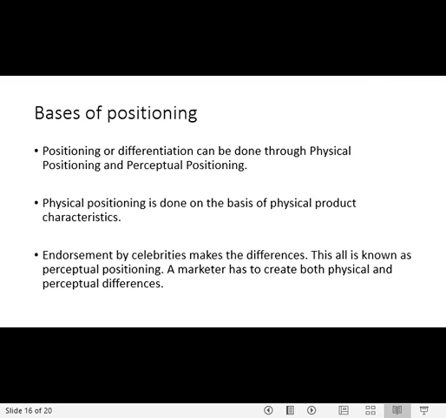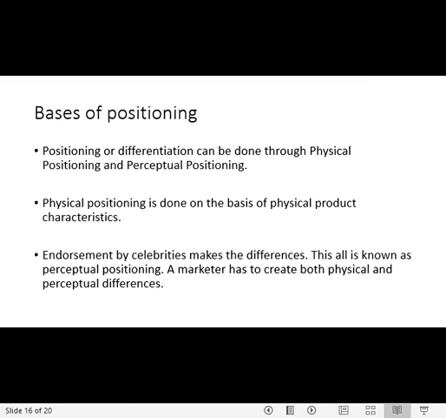So that is physical positioning, which you can see and feel, based on the characteristics, based on the attributes. Then the next one is perceptual positioning. Perception itself is connected to thinking, the way I perceive my products. For example, if a particular product is being endorsed by a celebrity or by a star, then the way I think that product is beneficial might increase.